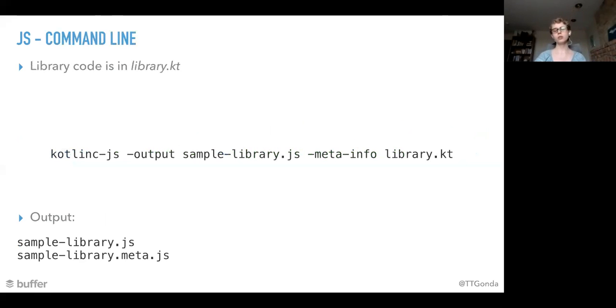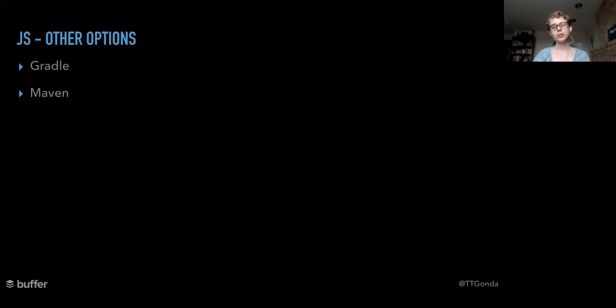You can also compile for JavaScript using the command line. This can be particularly helpful when creating libraries. You have to download the Kotlin CJS compiler, and then you just use that to compile the JavaScript, and then it'll give you sample library.js, and then sample library.meta.js. It's called that because that's what was named when we ran it in that command line. Other options for compiling for JavaScript are Gradle and Maven. Again, there's instructions for those online.